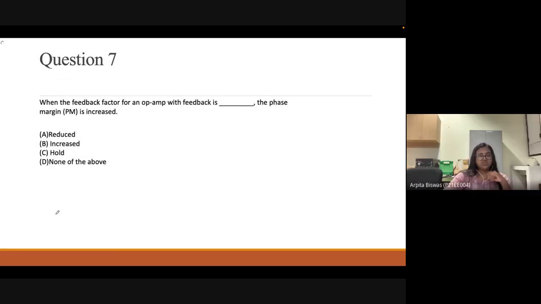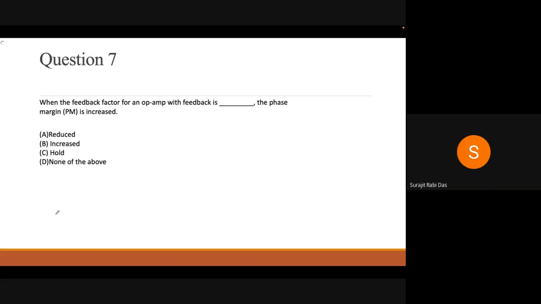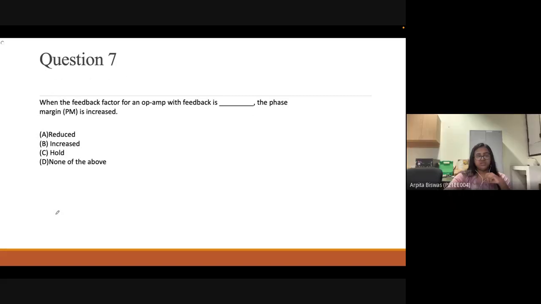So this is question number 7. When the feedback factor for an op-amp with feedback is dash, the phase margin is increased. The first option is reduced, the second option is increased, the third option is hold, and the fourth option is none of the above.